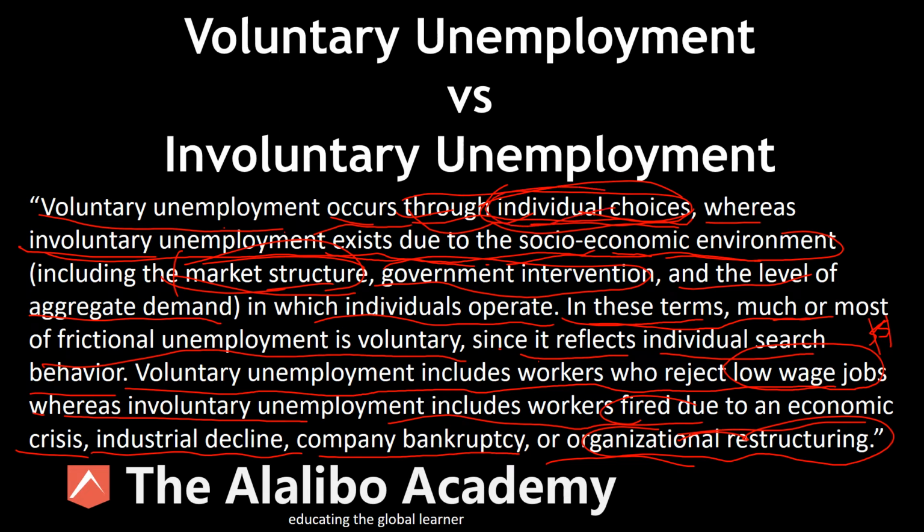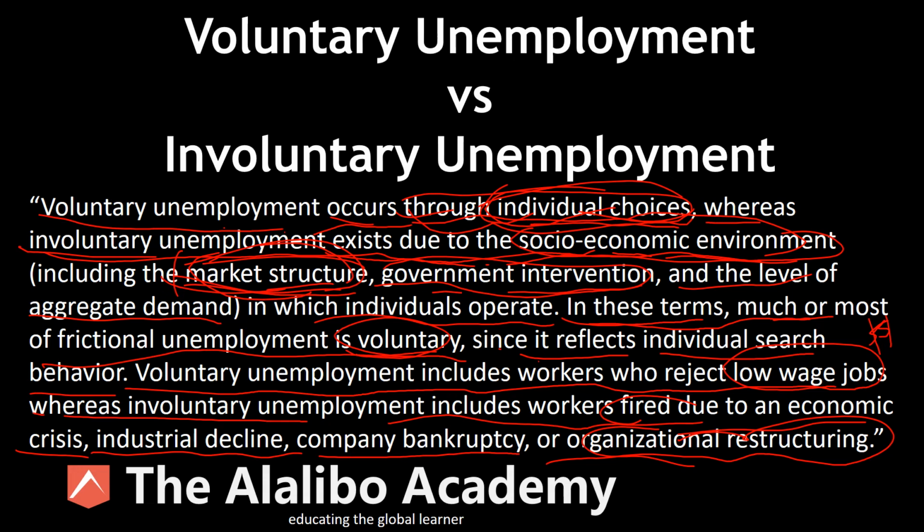All right, so voluntary unemployment is individual choice. Involuntary unemployment is due to the socio-economic environment, and these are some of the factors that make up that socio-economic environment: the market structure, government intervention, the level of aggregate demand in which individuals operate, and other factors not mentioned here. Now, once again, we want to be sure that this is very clear. Most of frictional unemployment is voluntary, right? Again, we explained that already, because the individual wants that break between jobs and so forth. And voluntary unemployment then includes workers who reject low pay.